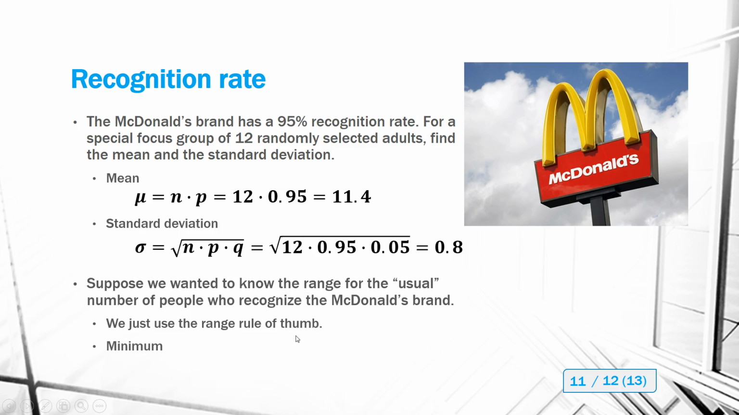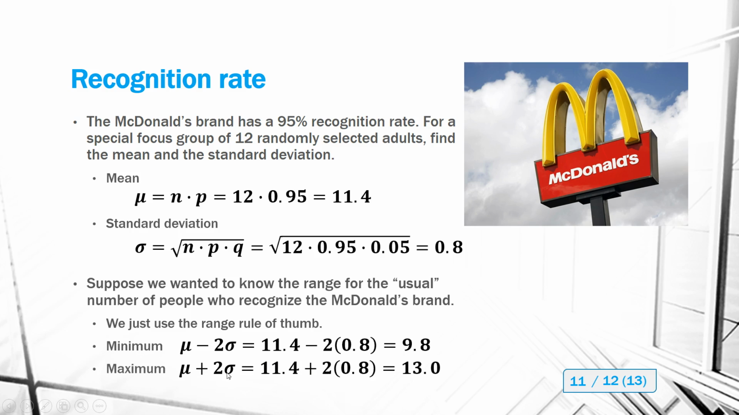The minimum value for the range is going to be 2 standard deviations less than the mean value. So we plug in those values, out comes 9.8. The maximum value for our range is just going to be 2 standard deviations above the mean. So again, plug in those numbers, punch out the answer, we get 13. So somewhere between 9.8 and 13 would be our usual range of values.